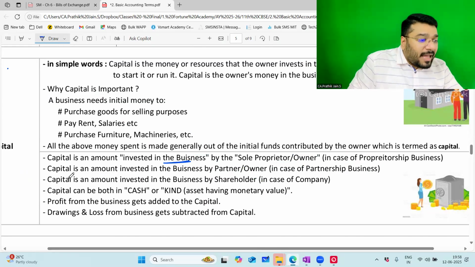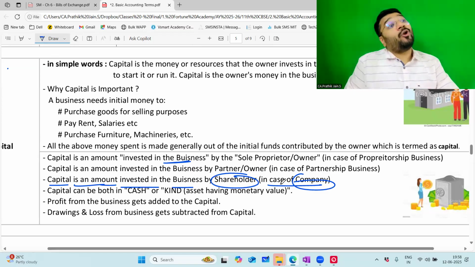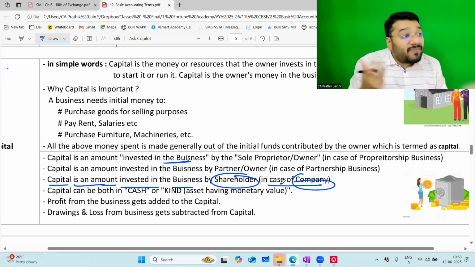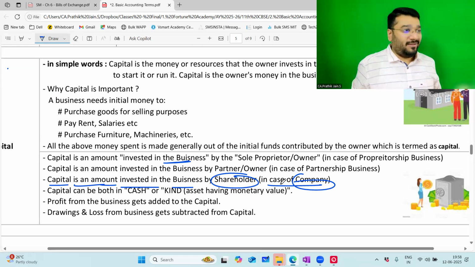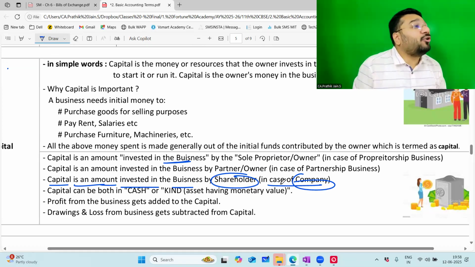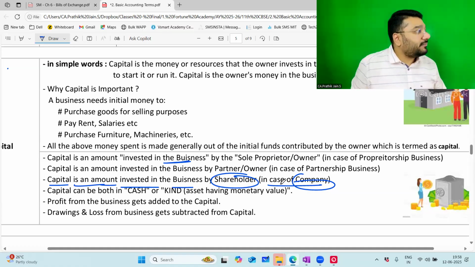Similarly, capital is also an amount invested in the business by the shareholder in case of a company. In case of a company, the owner is not called owner. The owner is called a shareholder. Posh name. So if the question says that a shareholder gave 1 lakh rupees to the business, that 1 lakh is what? Capital. X partner or Y partner or Z partner gave 1 lakh to the business. This is called what? Capital. SPJ gave 1 lakh to FFLA. FFLA received this money, 1 lakh. What is this? Capital.